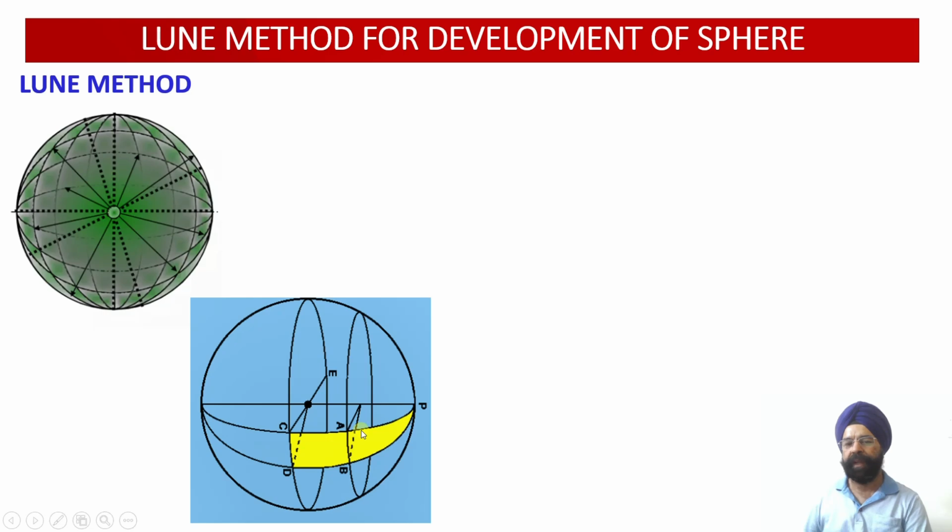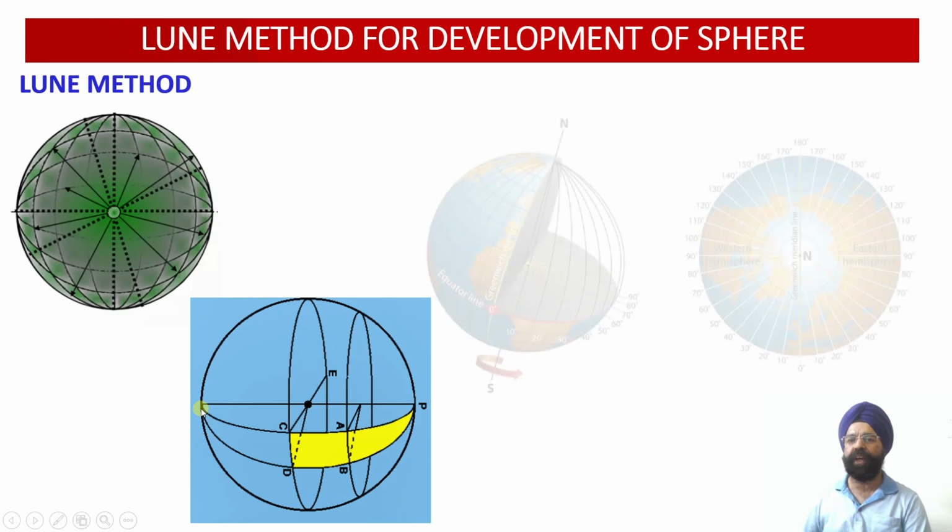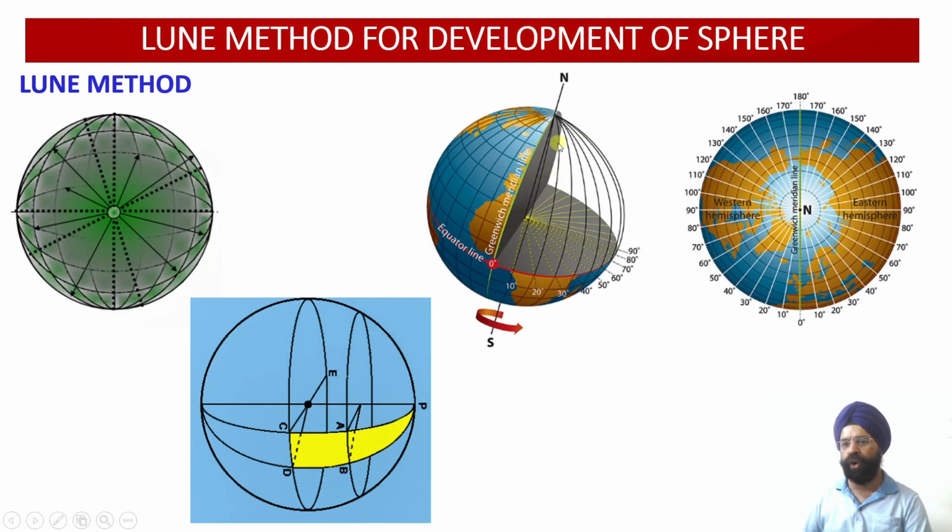This shape, that is the true shape of this lune, we are going to work out using the Lune method for development. Again you can see the globe. Whenever we are trying to show the equator and all the other things, the globe has been divided into a number of segments. These segments can be 34, 36, or even more than that, 48 as well. These are all the lunes, and we'll be developing only one of these segments.